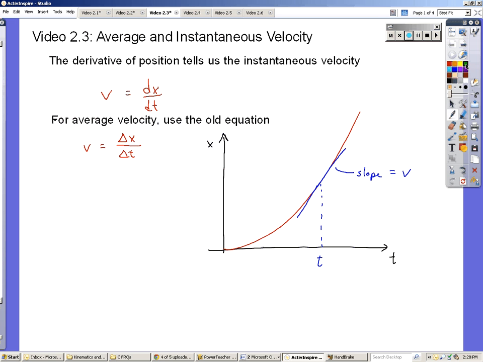Now if, on the other hand, we wanted to find the average velocity over the whole interval, we'd take the endpoint and the beginning point, and we draw a line between them, and the slope of this connecting line is equal to the average velocity. So the average velocity is total distance divided by total time. Instantaneous velocity is displacement over time, but for a very, very small interval.